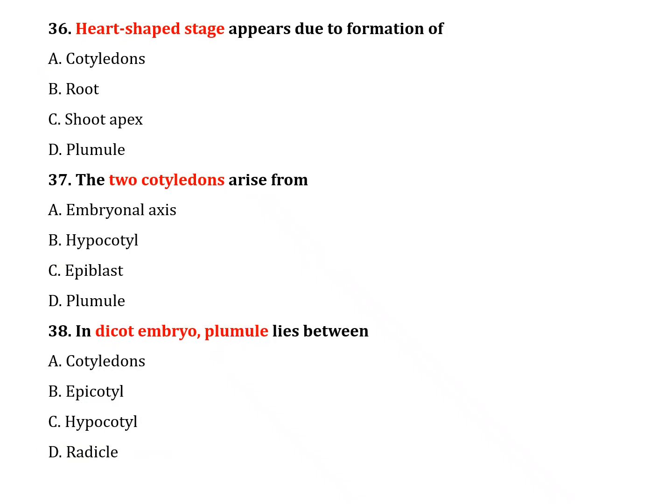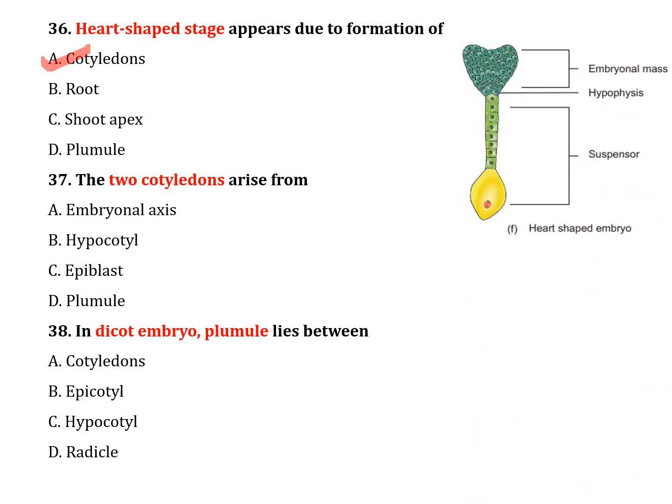The next question, number 36. Heart-shaped stage appears due to the formation of: option A, cotyledons. Option B, root. Option C, shoot apex. Option D, plumule. Correct answer is option A, cotyledons. This is the heart-shaped stage formed due to the formation of cotyledons, which later form the cotyledon.